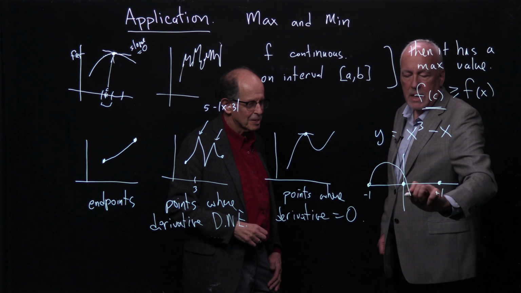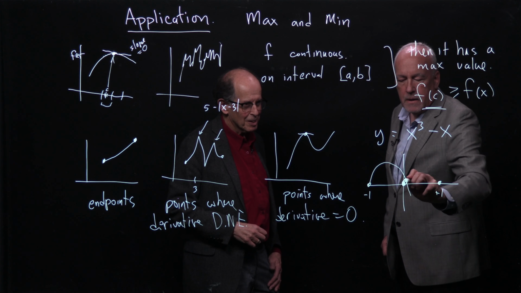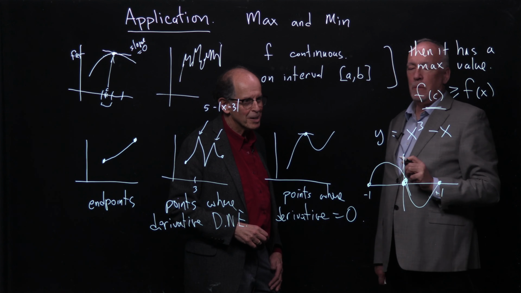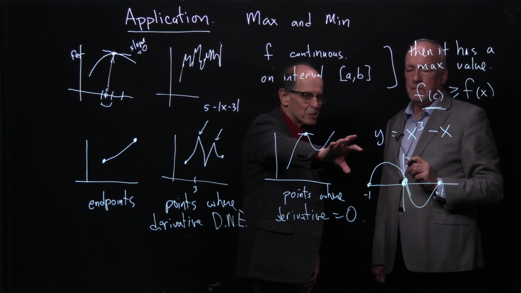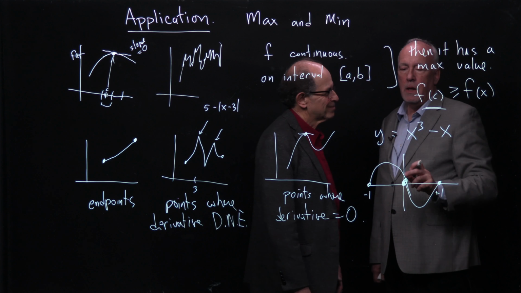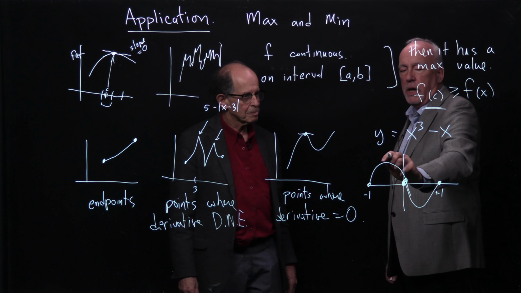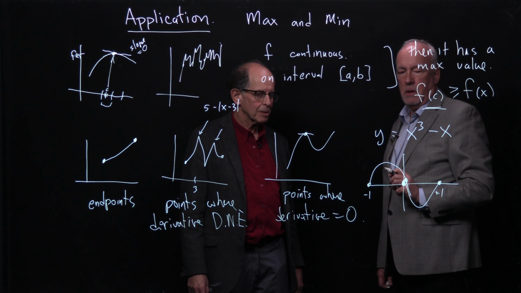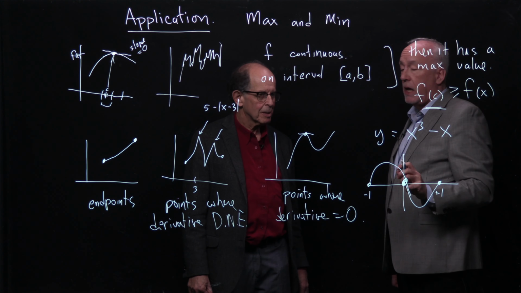There. It goes through the origin. Yeah, it's got to be an odd function, right? Yeah. So it's got that odd symmetry through 0. And you can see right away, this is going to be a maximum, and that's going to be a minimum. Yep. So how do we find the actual value of that?